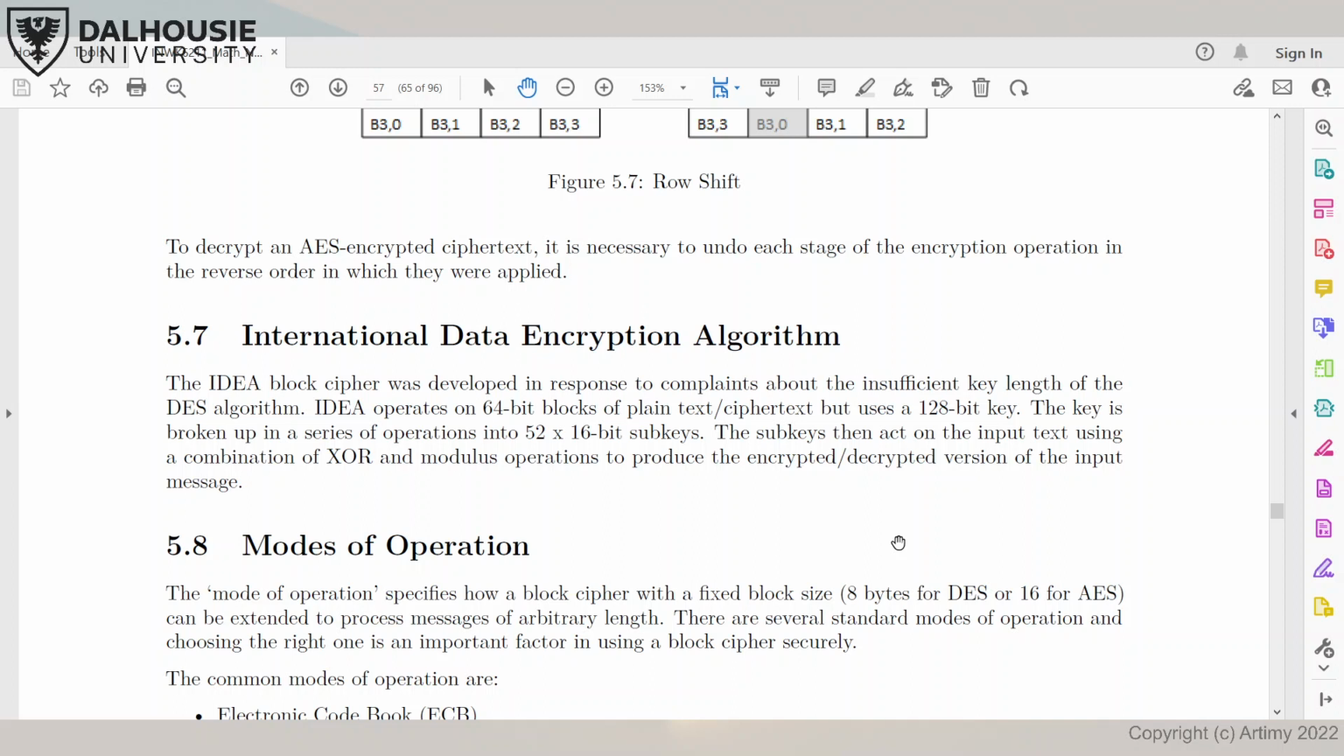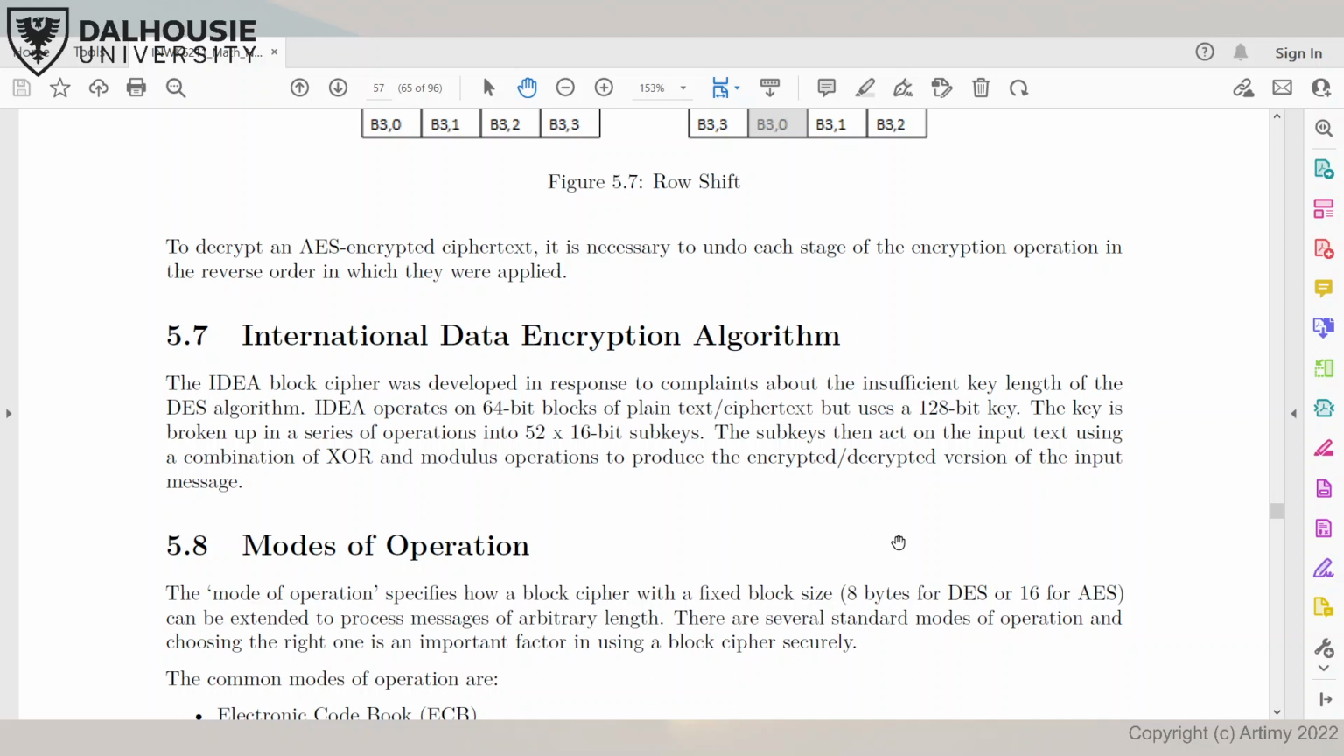Here, generally speaking, we have the same idea. We have these rounds, but we don't get into the details. We can take the 128 and split it into 52 16-bit subkeys, right? And we do XOR and modular operations. So we don't want to go into the details, but the goal here is to know the algorithm, the size of the key, the size of the message.